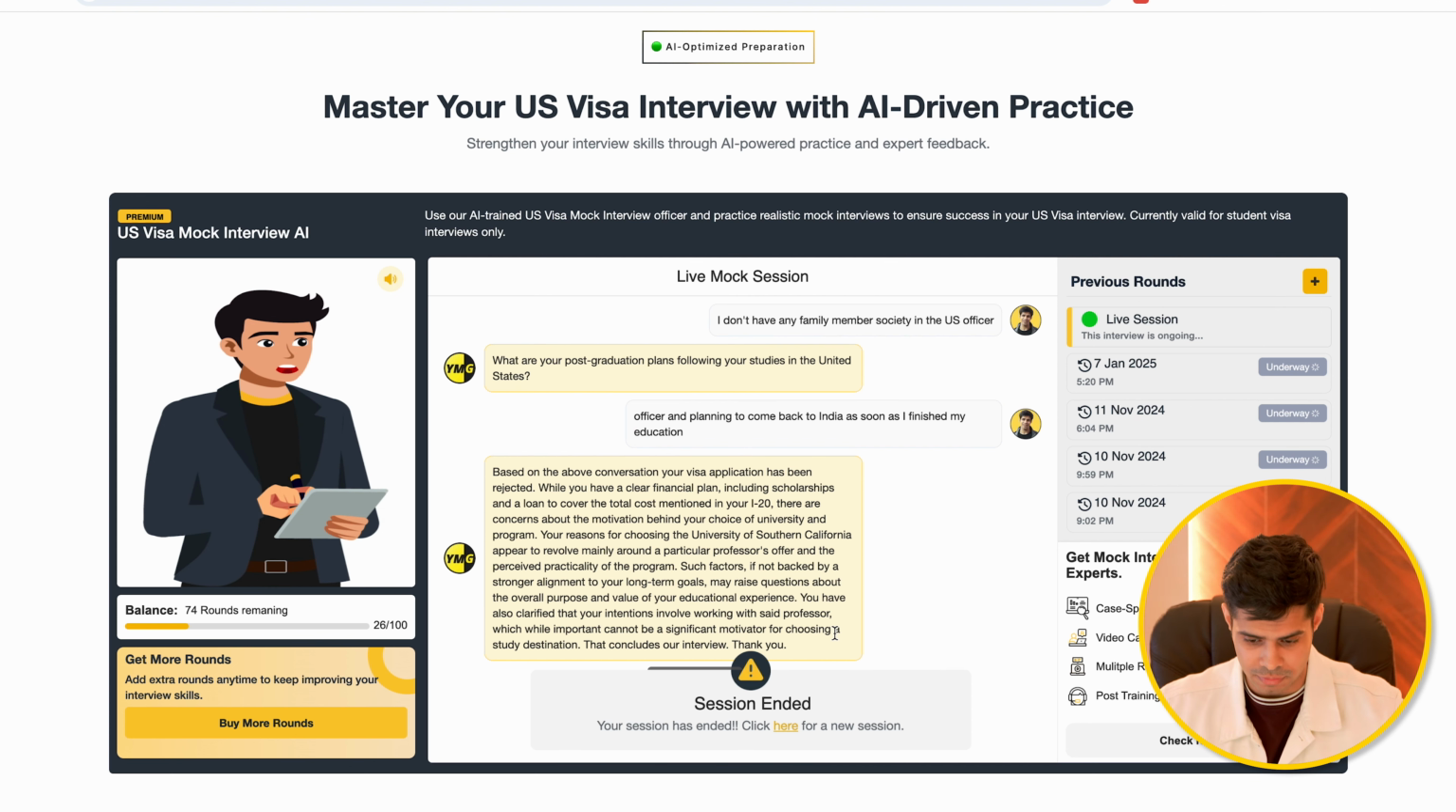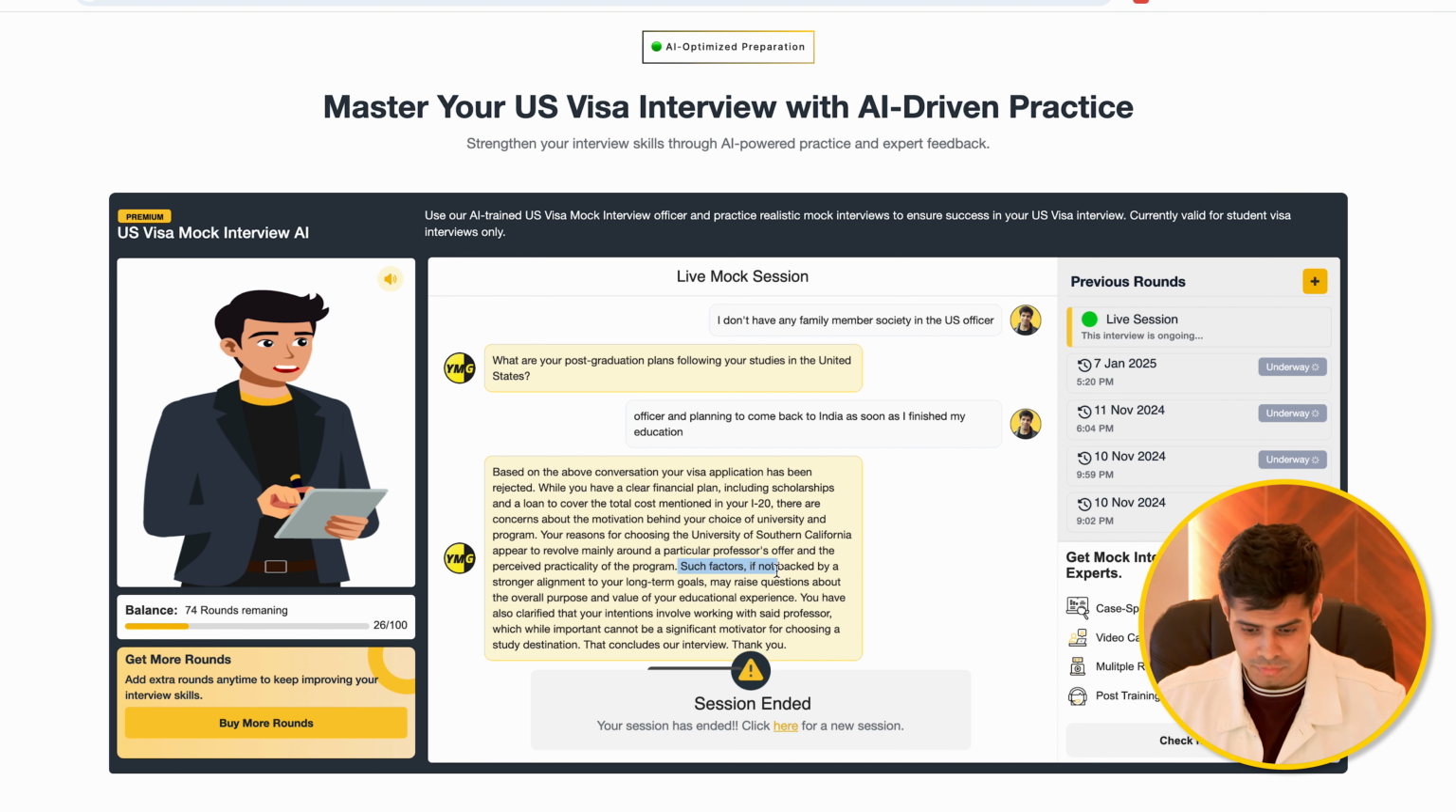Based on the above conversation, your visa application has been rejected. While you have a clear financial plan, including scholarships and a loan to cover the total cost mentioned in your I-20, there are concerns about the motivation behind your choice of university and program. Your reasons for choosing the University of Southern California appear to revolve mainly around a particular professor's offer and the perceived practicality of the program.